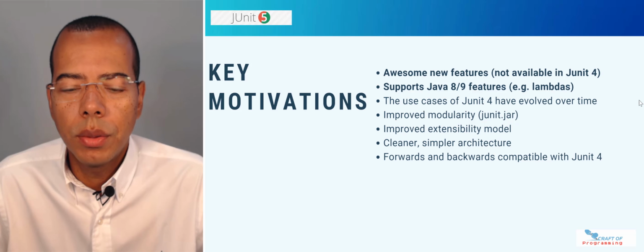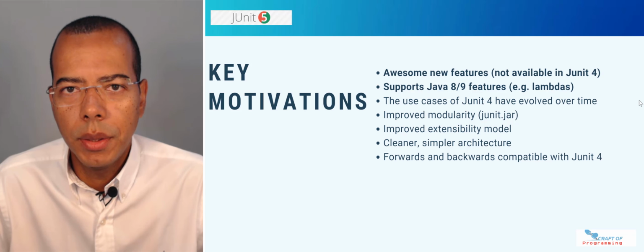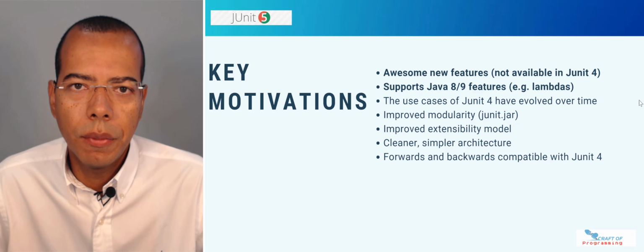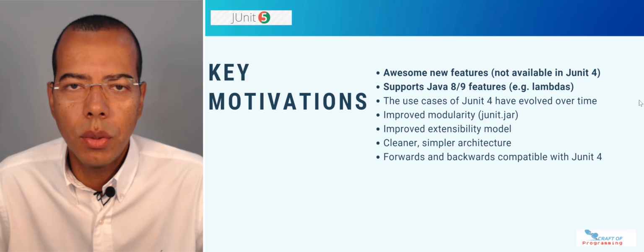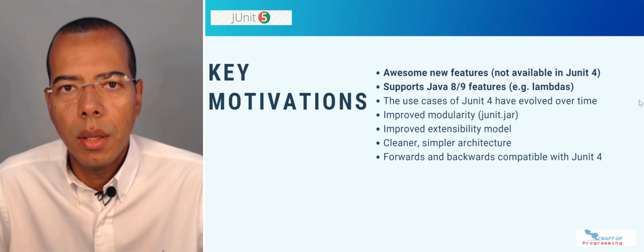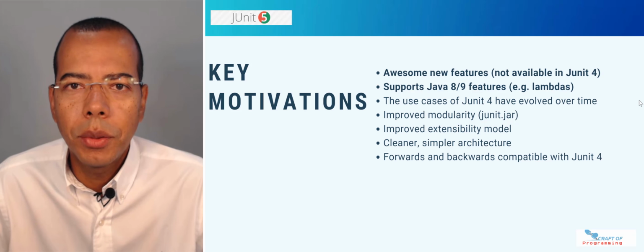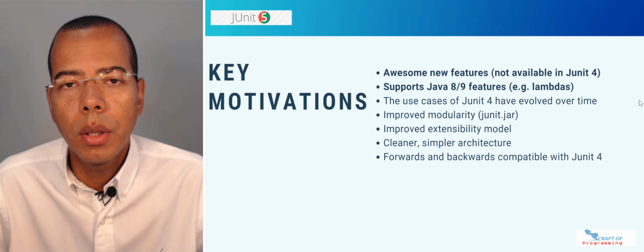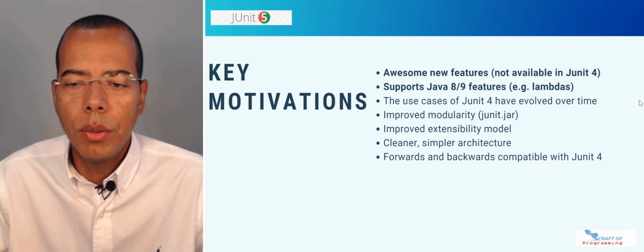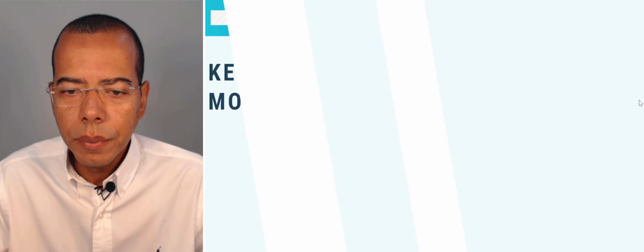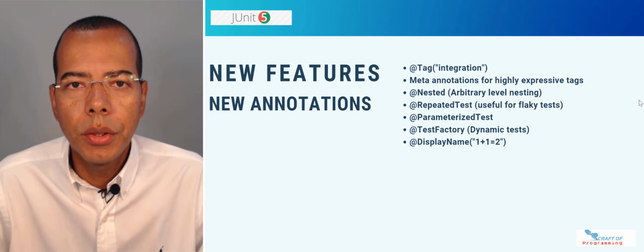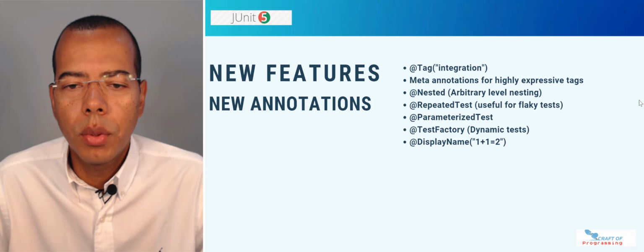We're going to cover also the forwards and backwards compatibility. JUnit 5 is actually forwards and backwards compatible with JUnit 4, which is a good thing. And this is obviously done by design so that people can transition slowly from JUnit 4 to JUnit 5. Okay, so the new features that JUnit 5 supports are pretty much these, the main ones.